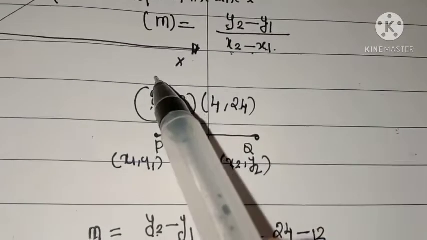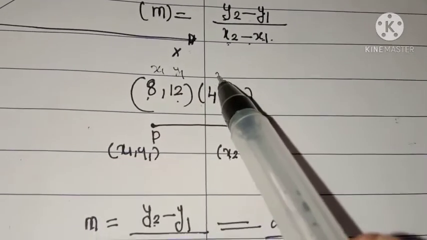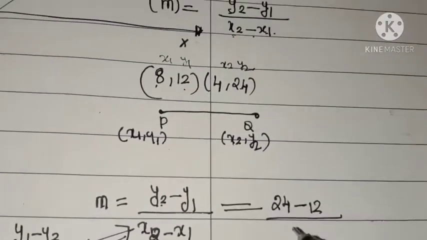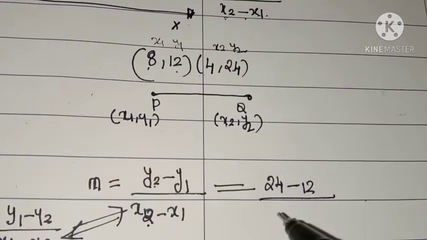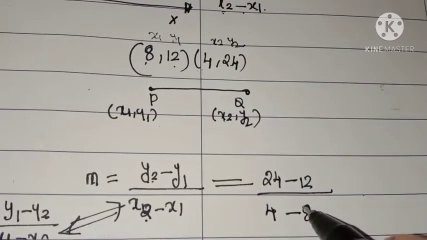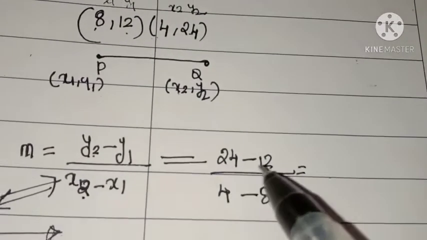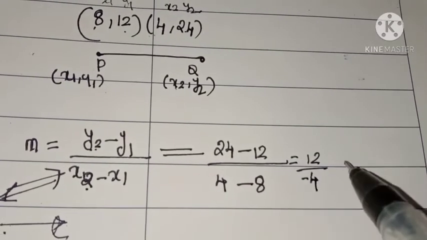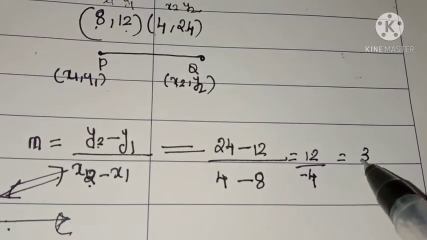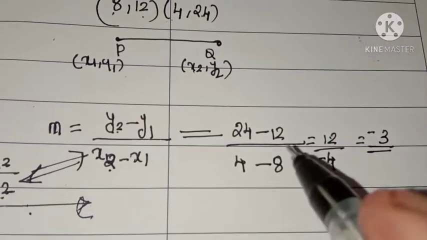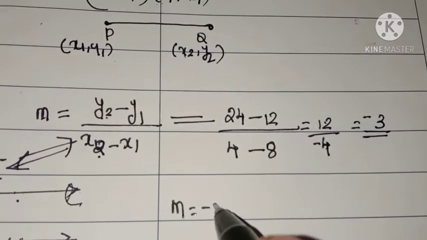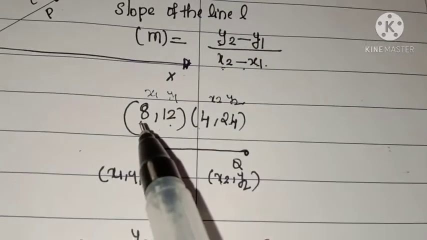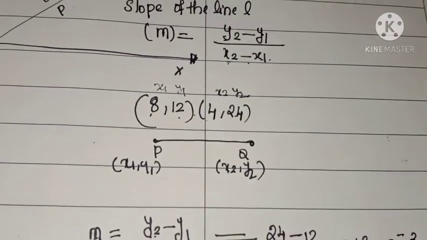So these are the points x1, y1, x2, y2. Simply put these values in this formula. x2 is 4, x1 is 8. Now 24 minus 12 is 12. 4 minus 8 is minus 4. 12 by 4 is 3. So minus 3. So slope m equal to minus 3. This is the slope of the line passing through the points 8, 12 and 4, 24.